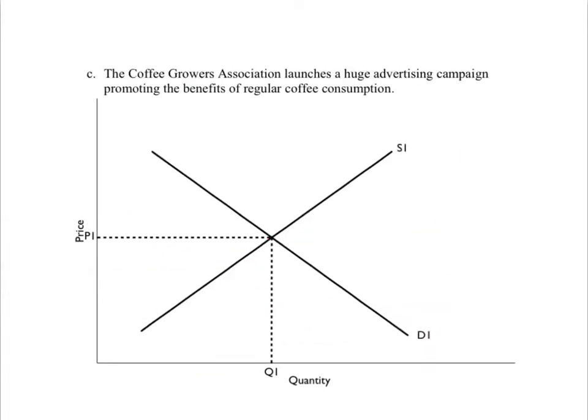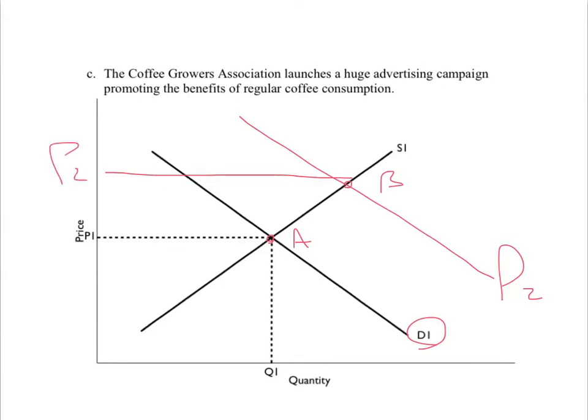In our third scenario, the Coffee Growers Association launches a huge advertising campaign promoting the benefits of regular coffee consumption. We'll see a change in tastes and preferences. People will be attracted to coffee. This will increase the demand for coffee from D1 to D2. Equilibrium moves from A to B. This takes the market to a higher price and a higher quantity. So both price and quantity rise as a result of higher demand.